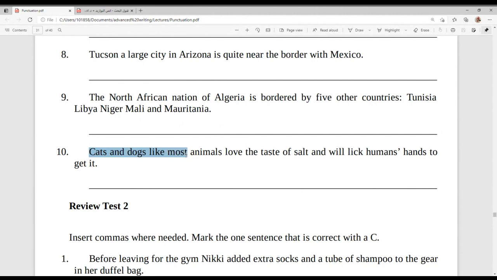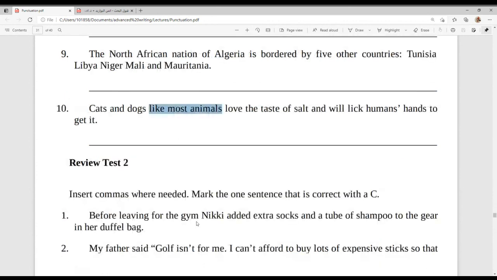Cats and dogs, like most animals, love the taste of salt and will lick humans' hands to get it. Here, a comma before like and a comma after animals. Like most animals must be between commas.